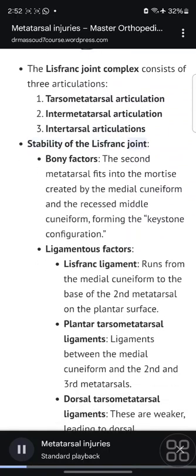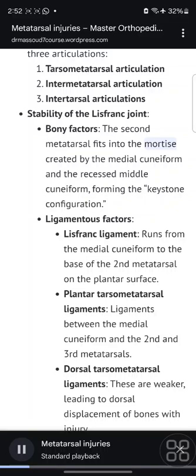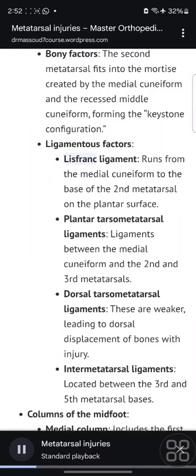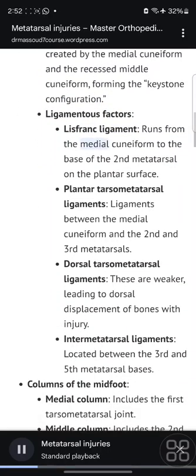Stability of the Lisfranc joint. Bony factors. The second metatarsal fits into the mortise created by the medial cuneiform and the recessed middle cuneiform, forming the keystone configuration. Ligamentous factors. Lisfranc ligament runs from the medial cuneiform to the base of the second metatarsal on the plantar surface.